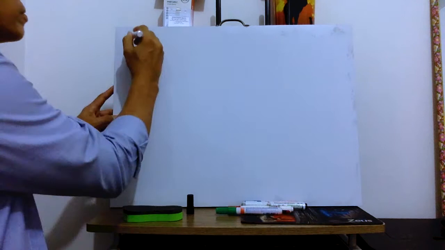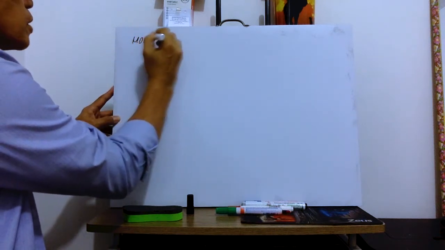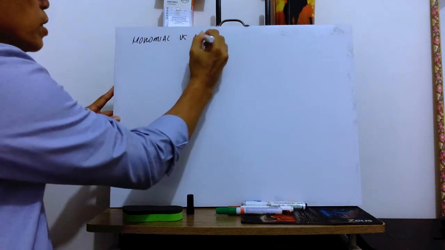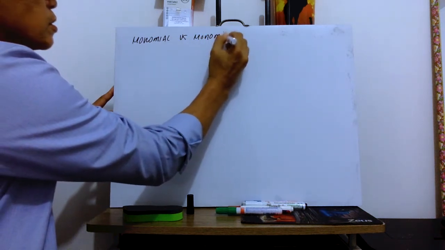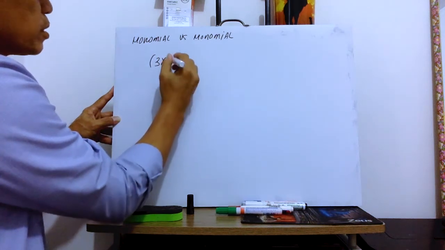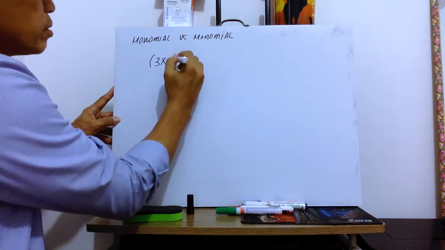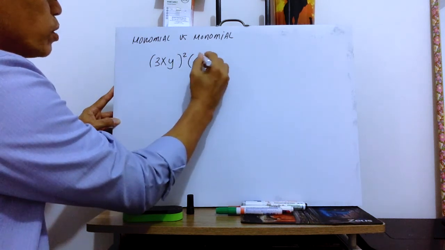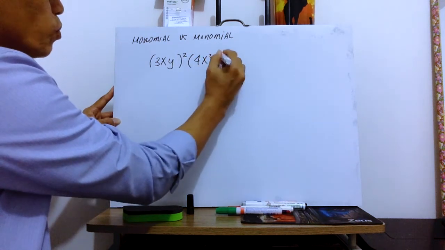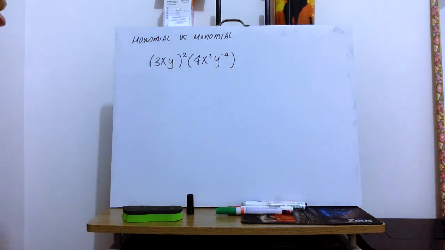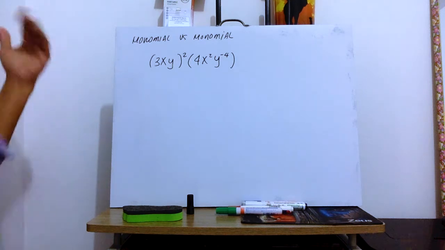All right, let's begin with monomial and monomial. Monomial versus monomial. Let's say we have 3xy squared times 4x squared y to the negative 4, and we're going to multiply these two monomials. How do we do that?